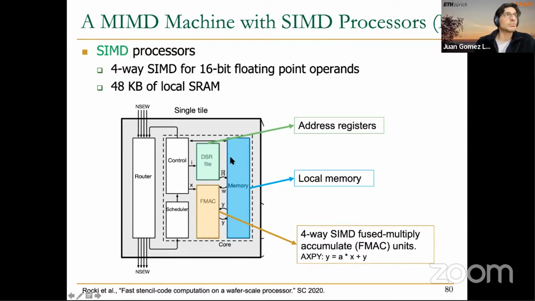And this SIMD processor is pretty efficient because it can read, let's say, four values for each of the operands, A and X, in one cycle, and feed the corresponding SIMD FMAC units to perform the fused multiply-accumulate operation. So this is an example of a SIMD processor in a real machine.